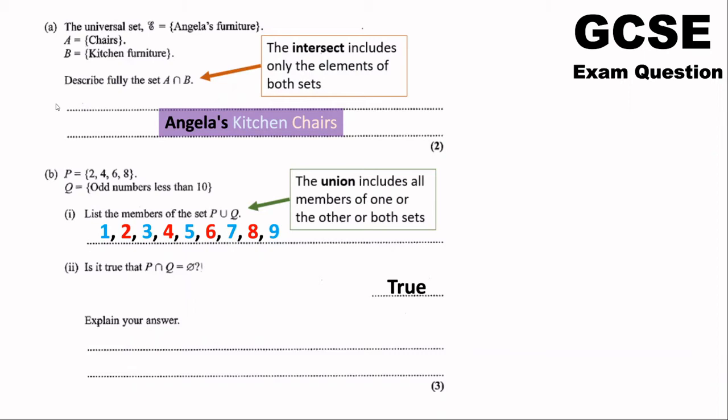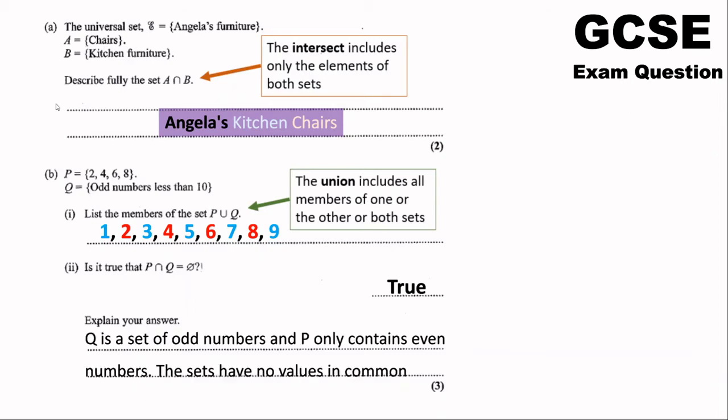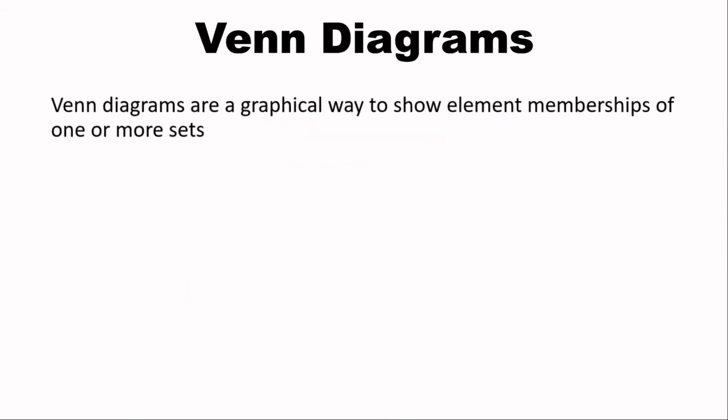But to explain our answer, our explanation must include the definition of the sets P and Q. Q is a set of odd numbers, and P only contains even numbers, so the sets will have no values in common. You could also say that there are no values in set P that are odd. Now that we've covered the notation, let's move on to the Venn diagrams.